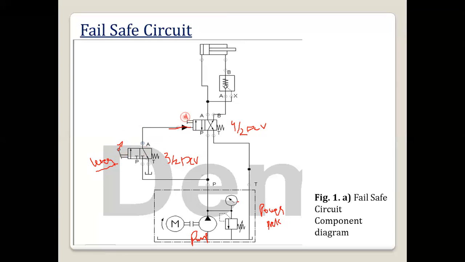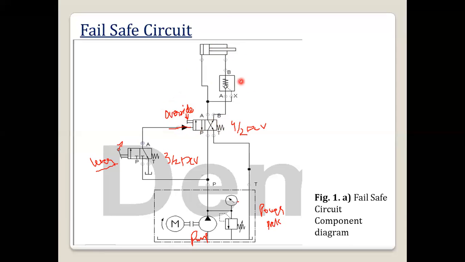And here you can see the manual override. Because this 4/2 DCV is pilot operated, the manual override is given for the safety of the system. Whenever there is excessive load on this cylinder, we can override by using this manual override actuation, so that we can decompress.